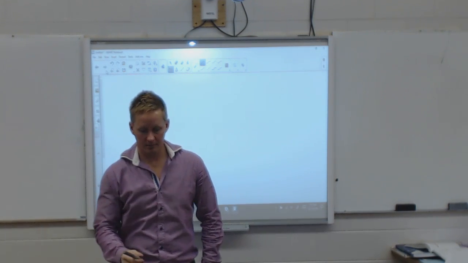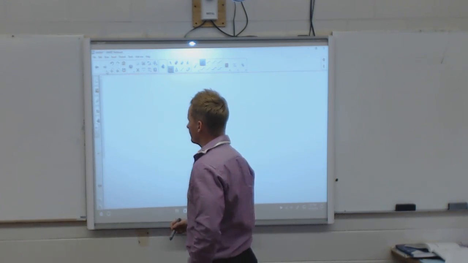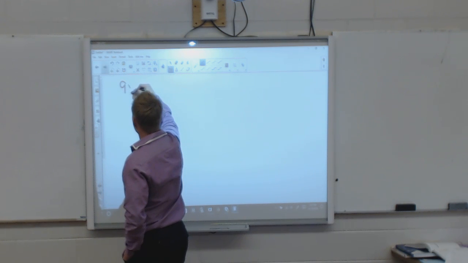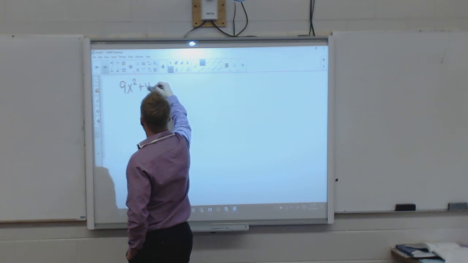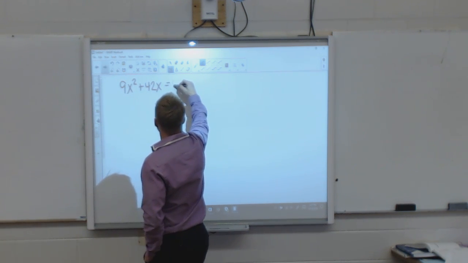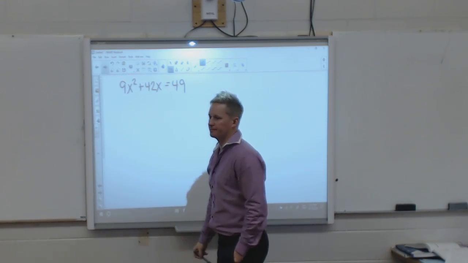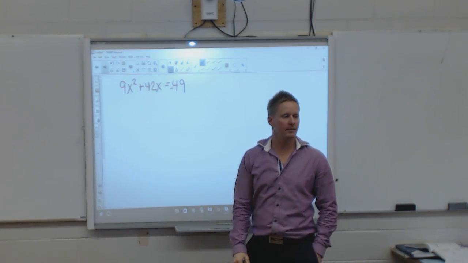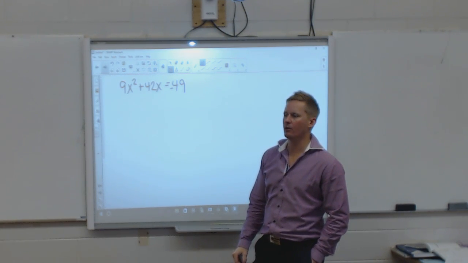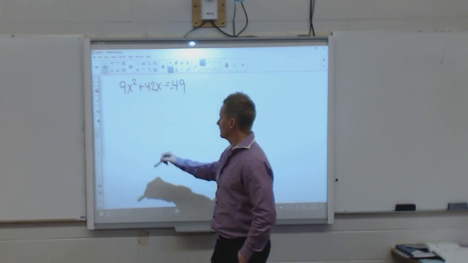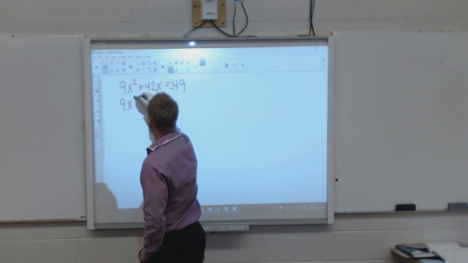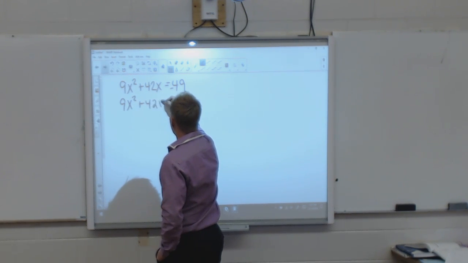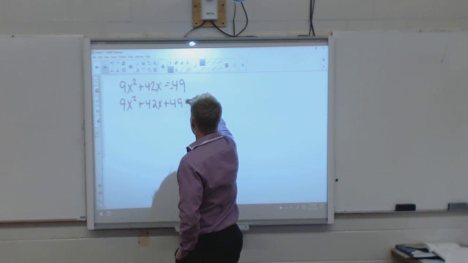Another example. 9x squared plus 42x equals negative 49. Negative 49. Okay? So what's the first step that I do? Equals 0. Good. 9x squared, add 42x, add 49 equals 0.